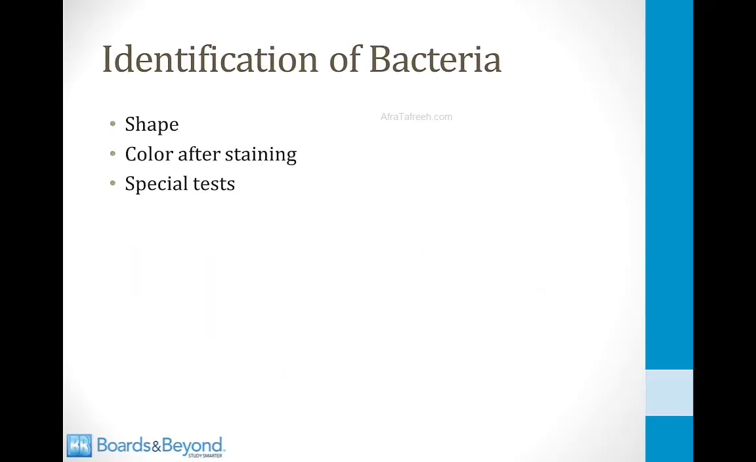In general, there are basically three methods we use to identify bacteria that cause infections. First, we look at their shape, then we look at the color they take on after certain stains, and finally there are lots of special tests like DNA tests and antibody tests. But just looking at the shape of the bacteria and the color it takes on after staining are very, very important. These are time-honored old methods of identifying bacteria, and they're still useful in the modern era.